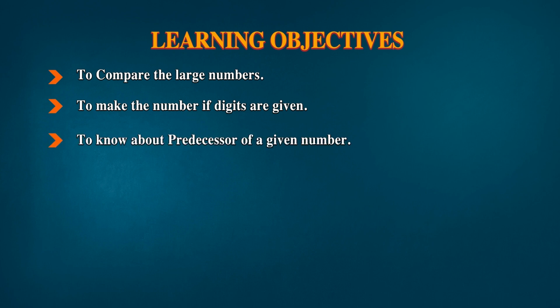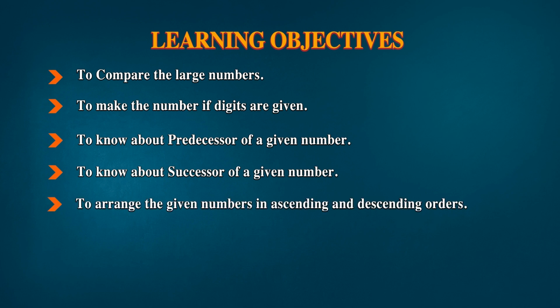To know about predecessor of a given number. Predecessor is the previous number. We will also find the predecessor of different numbers. To know about successor of a given number. Successor is the next number. We will also find the successor of different numbers.